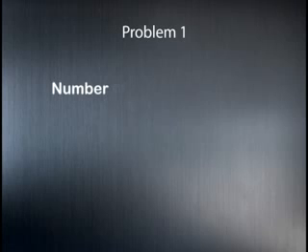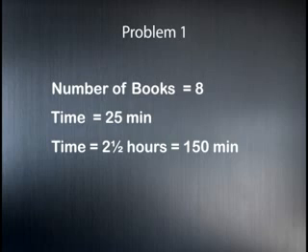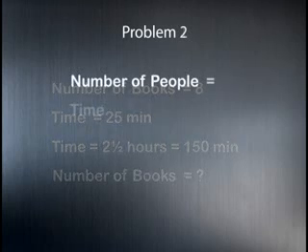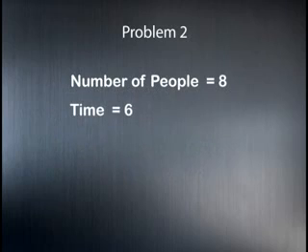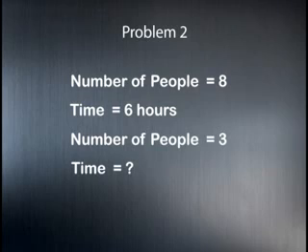Now I'm going to give you some examples on direct and indirect proportion to work out. Sure. The first problem is, if a machine prints 8 books in 25 minutes, how many books will be printed in 2.5 hours? The second problem is as follows. 8 people can dig a trench in 6 hours. How long will it take 3 people if they work at the same rate? You can do these problems while I finish preparing my supper.